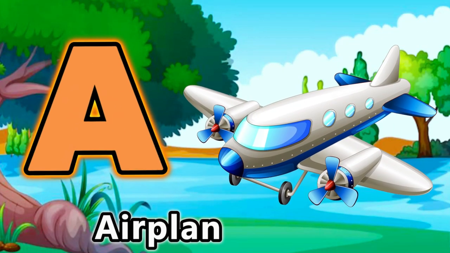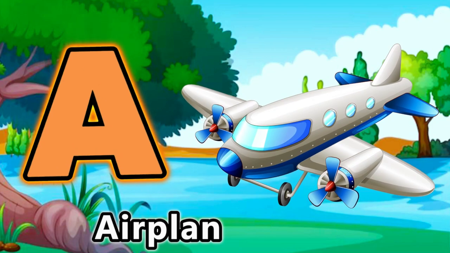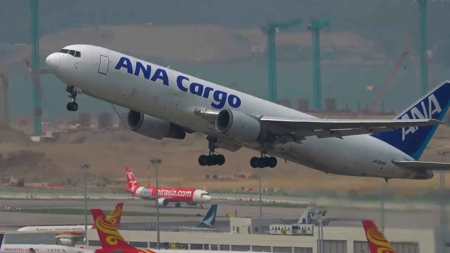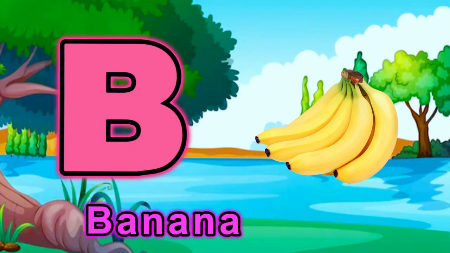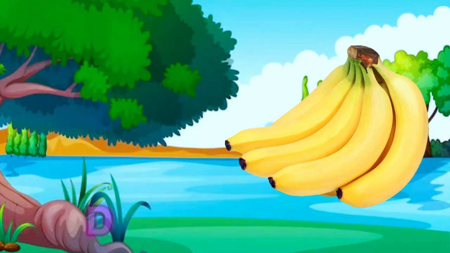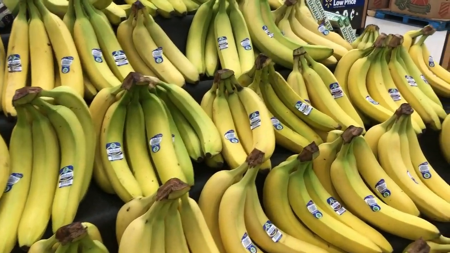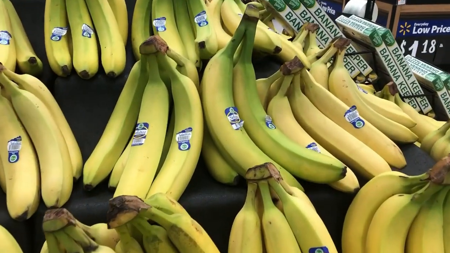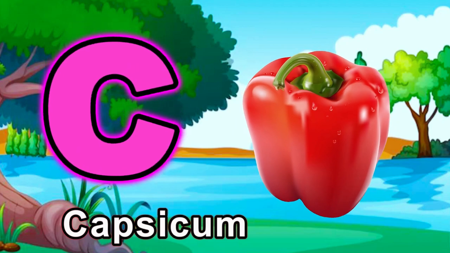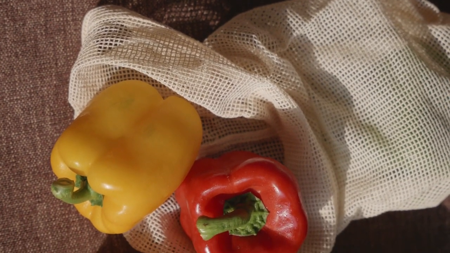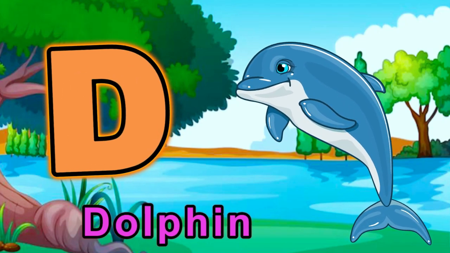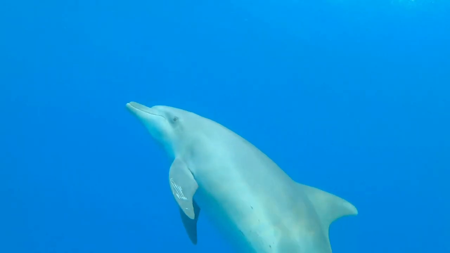A for airplane. B for banana. C for capsicum. D for dolphin.